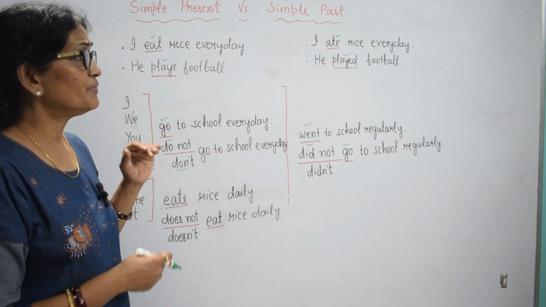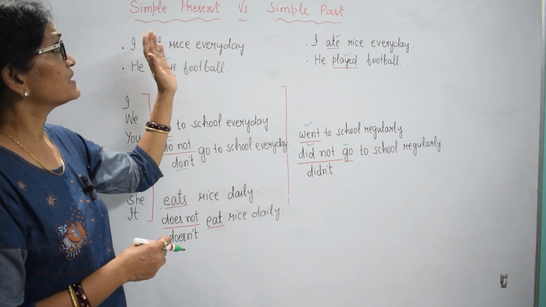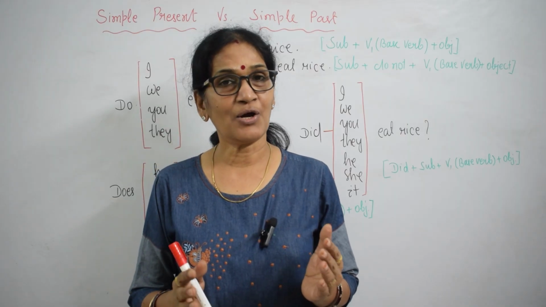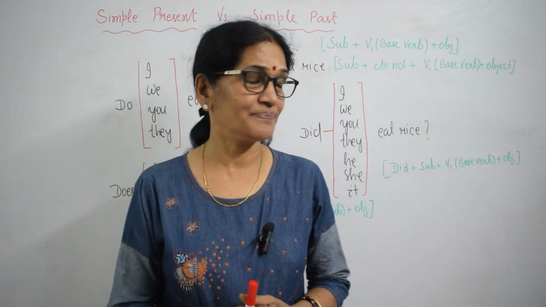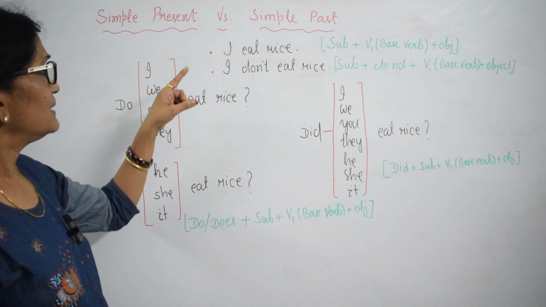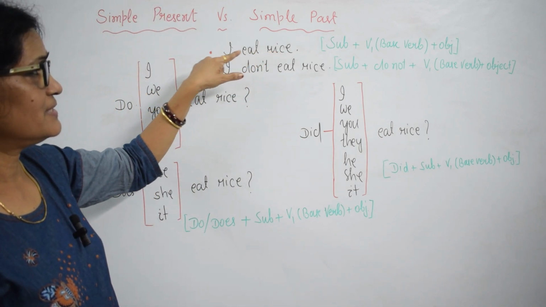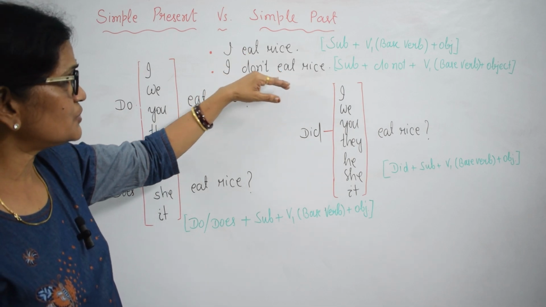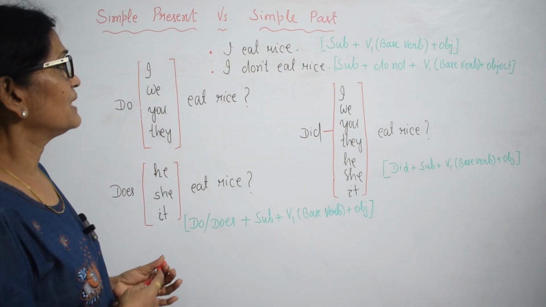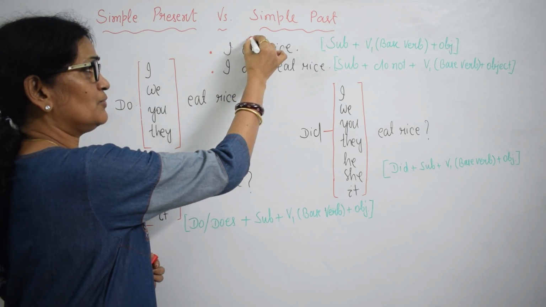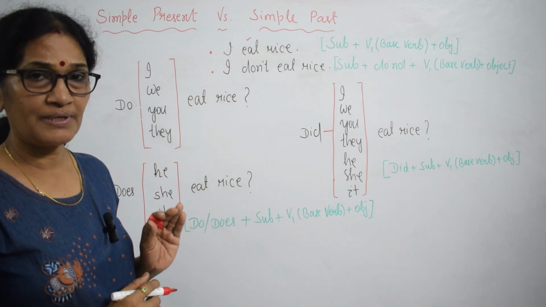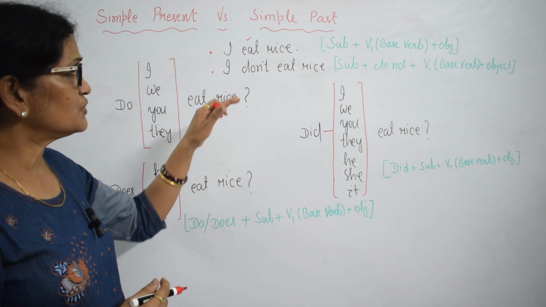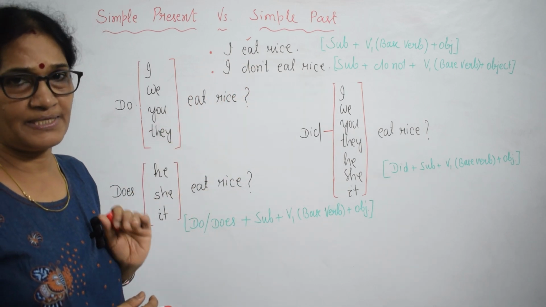This is how we frame our sentences for simple present and simple past. Let's understand how to change one sentence into interrogative. I eat rice. This is one positive sentence. I don't eat rice. This is one negative sentence. We use the base form of a verb in simple present. I don't eat rice. This is one negative sentence in simple present.